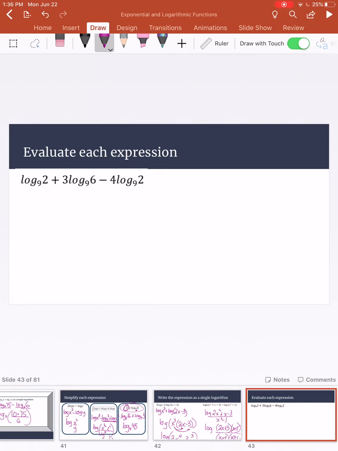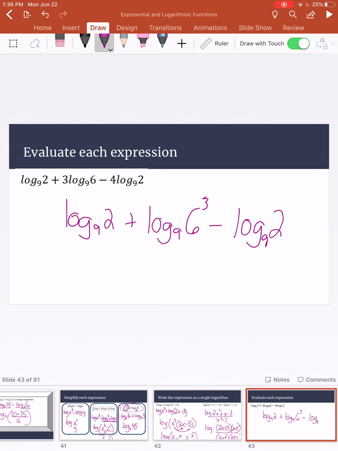Okay, so evaluate each expression. We'll just finish really quickly here. So honestly, you can just type this in your calculator. I would try using log laws just to practice. So if I use log laws, that means that I'm going to bring that 3 as an exponent on my argument. And I will bring the 4 as an exponent on the argument of the third term here. So then I end up with log base 9 of 2.